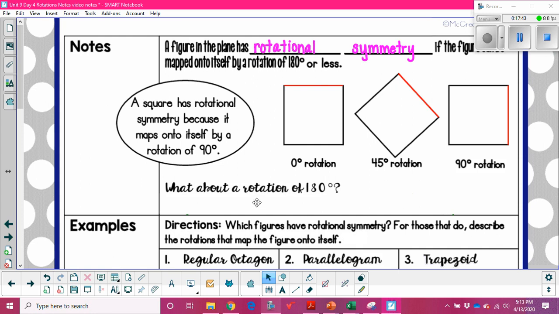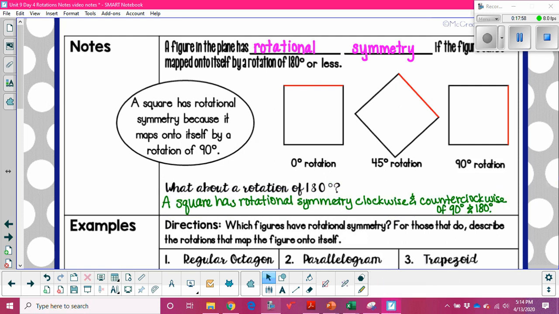Okay, so what about a rotation of 180 degrees? Would it have rotational symmetry of that? And what would that look like? Where would this red line be? It would be at the bottom. So it would look just like this. So a square has rotational symmetry clockwise and counterclockwise of 90 degrees and 180 degrees. Remember, a figure has rotational symmetry if you can turn it up to 180 degrees and it looks just like it did in the beginning. You can't turn it more than 180 degrees. You can just turn it up to 180 degrees.